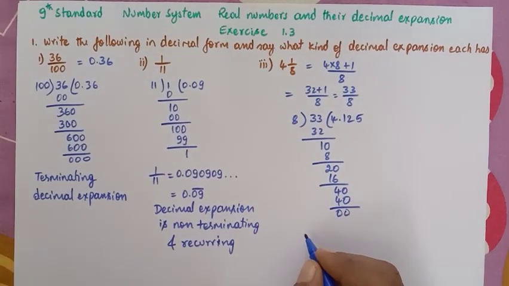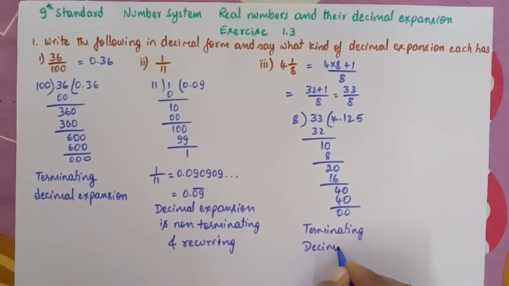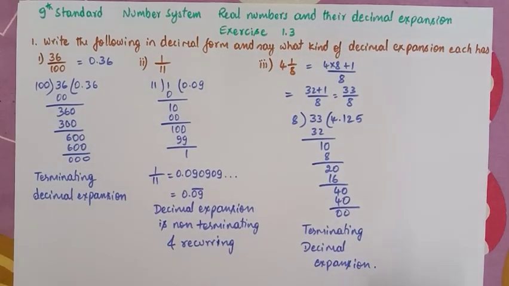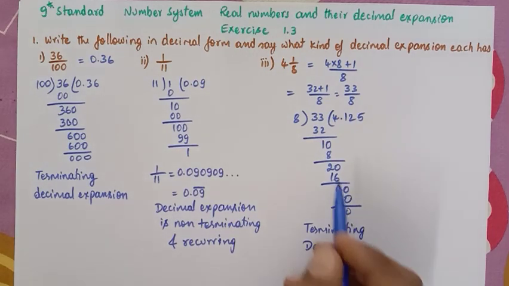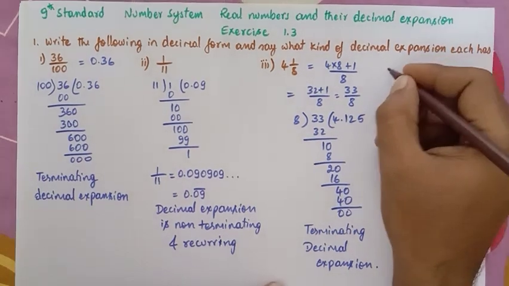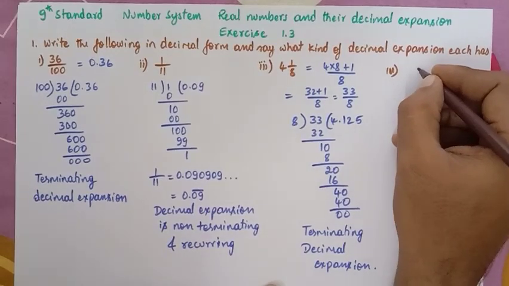So terminating decimal expansion. The nature of the decimal expansion is terminating decimal expansion. We will not say anything about recurring or not. Next one is the fourth problem. Fourth one is 3 by 13.